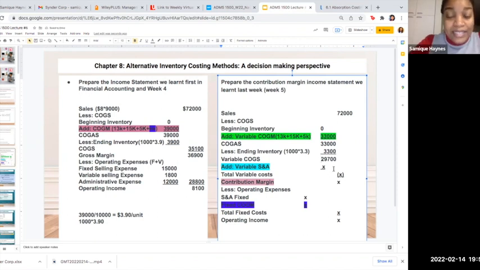And then we can add, this is where the selling and admin comes in. We have to separate the selling and admin from our manufacturing costs. That's why we didn't include it up here. We're gonna bring it down here and add it to the variable cost of goods sold to get a total variable cost. So the variable selling expense would be 20 cents times the 9,000, which is 1,800, right? So when we add those up together, we get a total variable cost of 29,700 plus 1,800, which is 31,500.